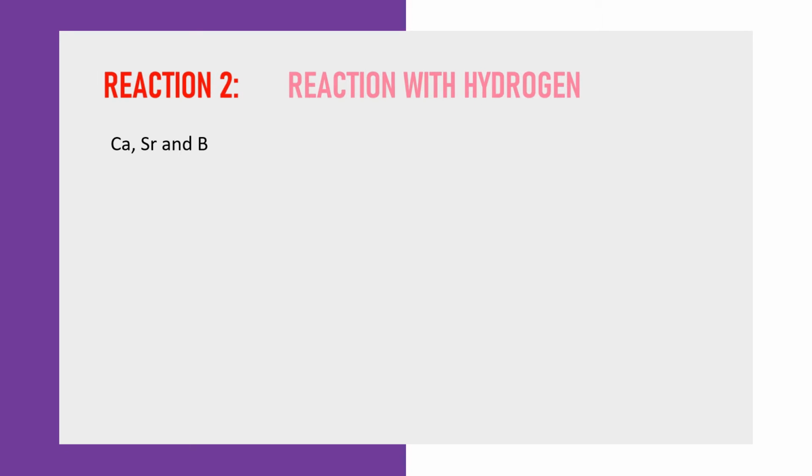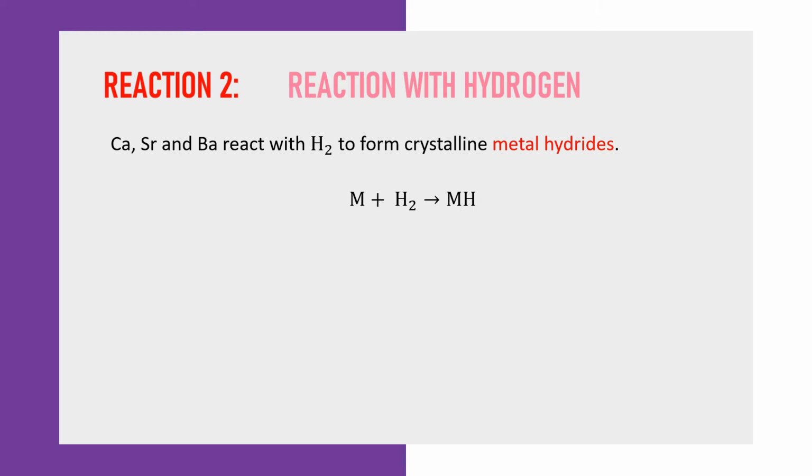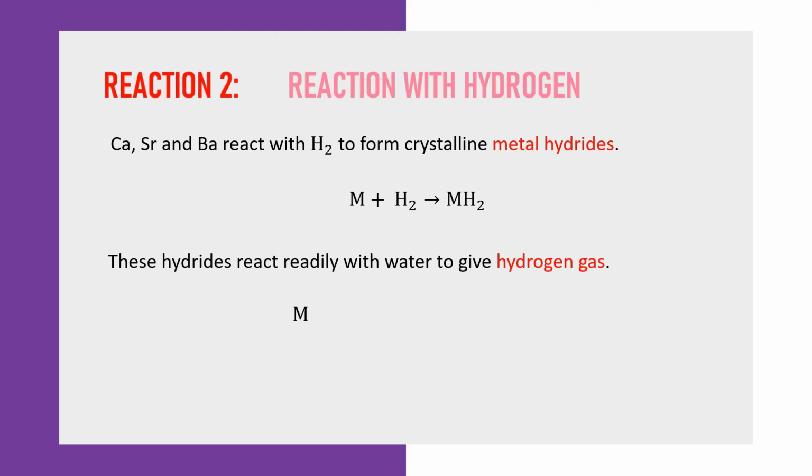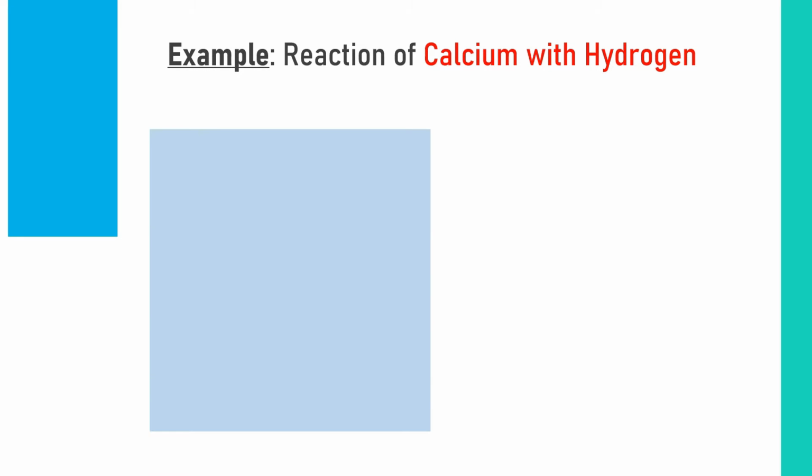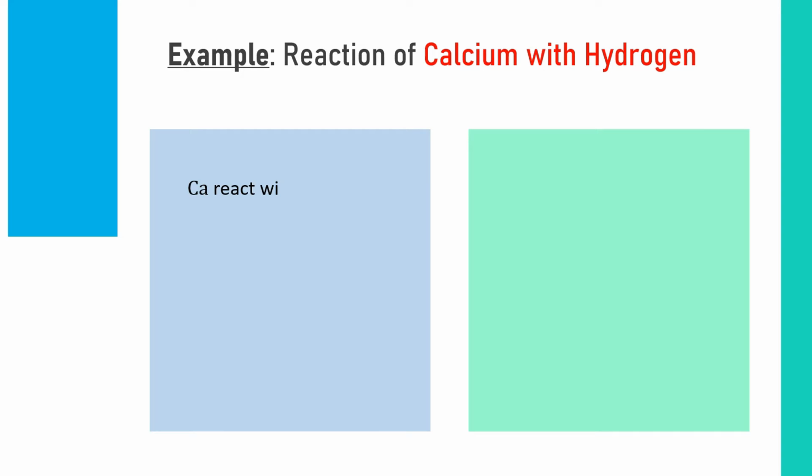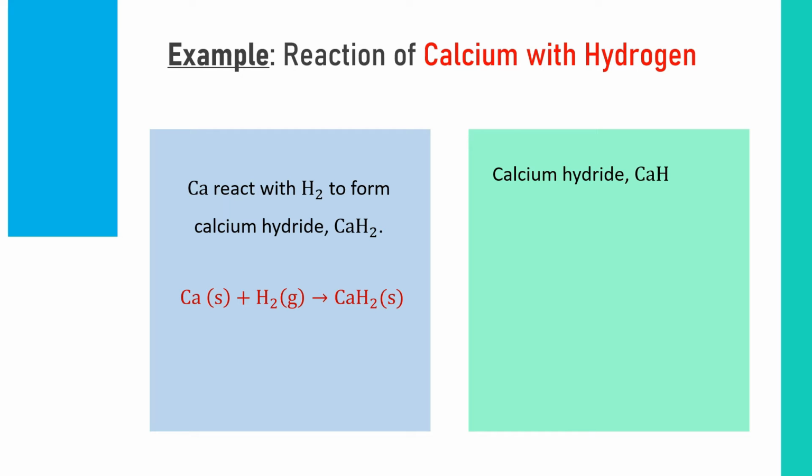Reaction 2: reaction with hydrogen. Calcium, strontium, and barium can react with hydrogen to form crystalline metal hydrides. Here is the general chemical equation, in which M is calcium, strontium, or barium. The hydrides formed can react readily with water to give hydrogen gas. Example: reaction of calcium with hydrogen. Calcium reacts with hydrogen gas to form solid calcium hydride. Calcium hydride reacts with water to form calcium hydroxide and hydrogen gas.